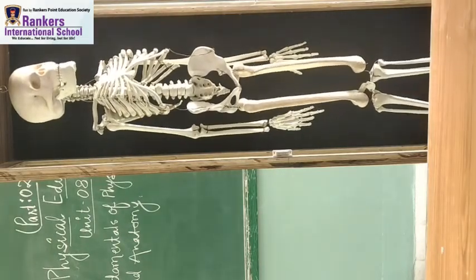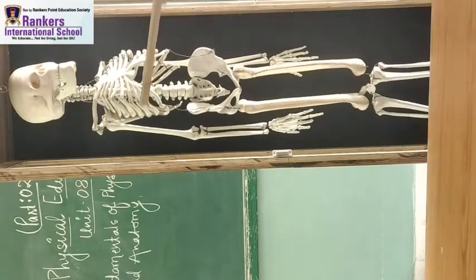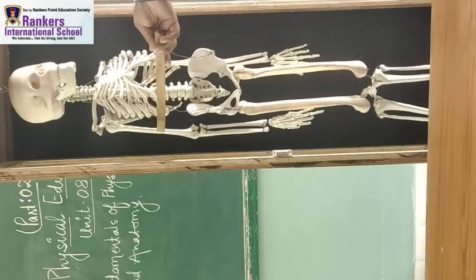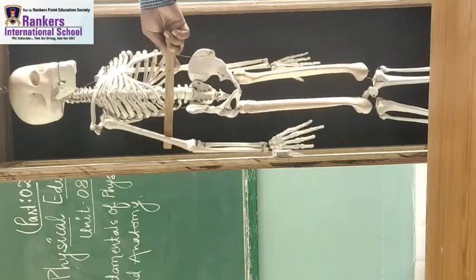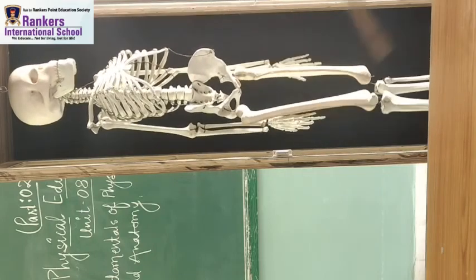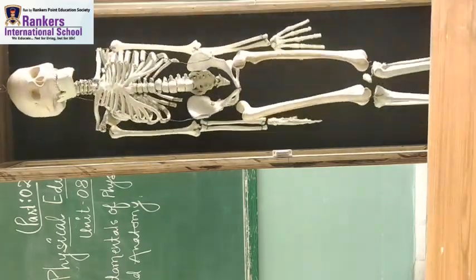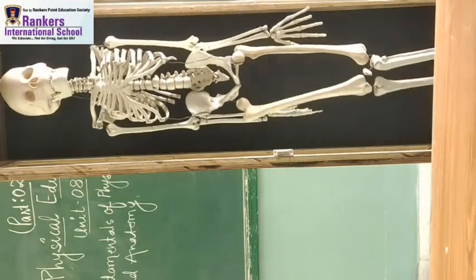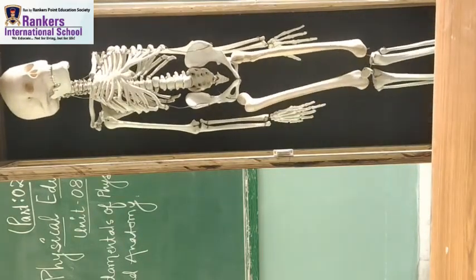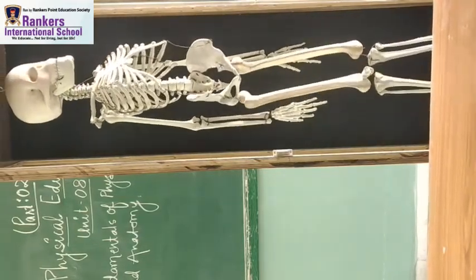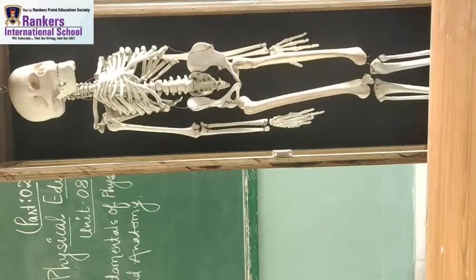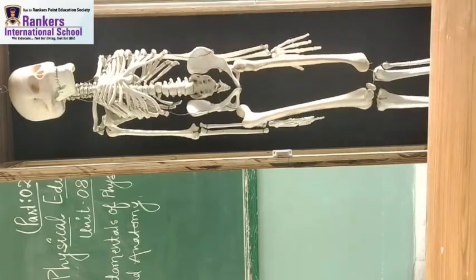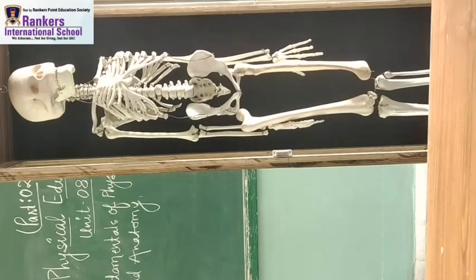If we talk about the appendicular system, we have a total of 126 bones in the upper limb and lower limb. In the upper limb we have 64 bones and in the lower limb we have 62 bones. Right? Now students, see, if I am telling you about this, this is the cranium.